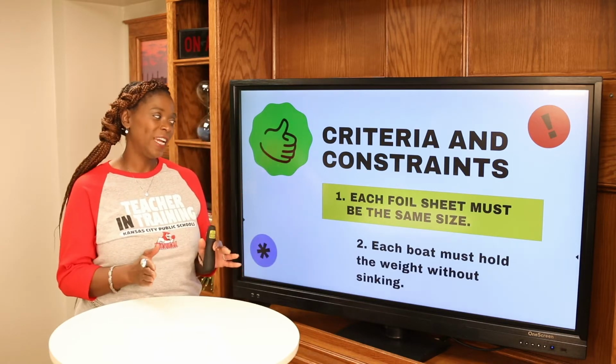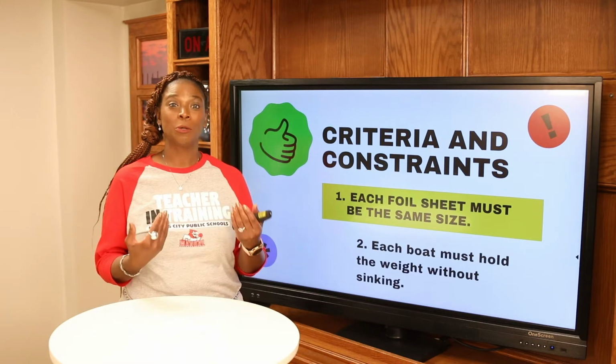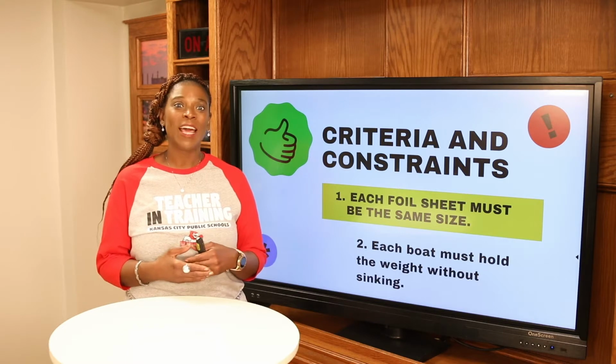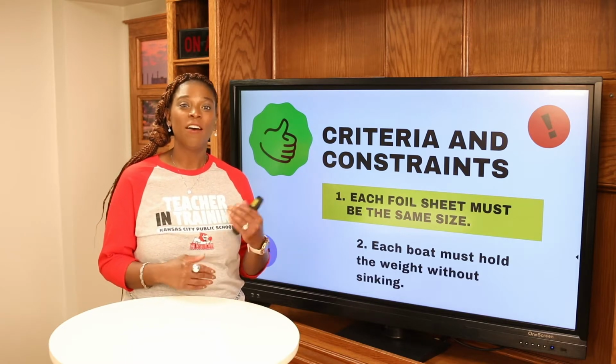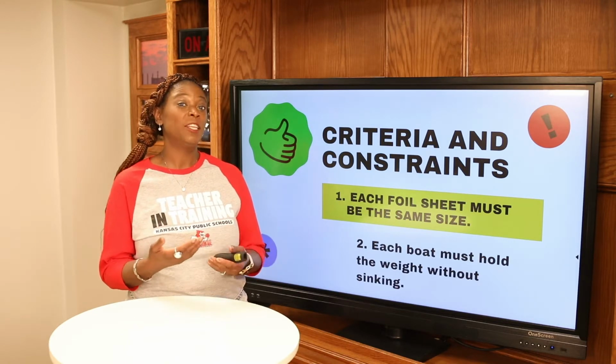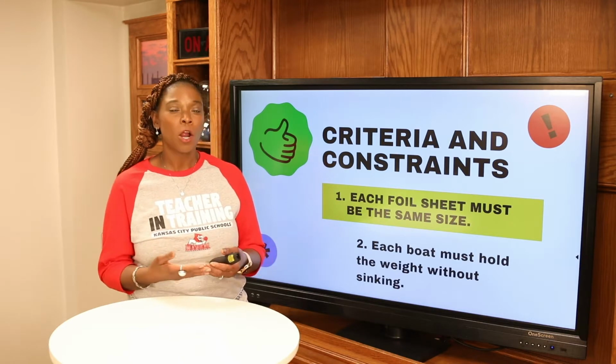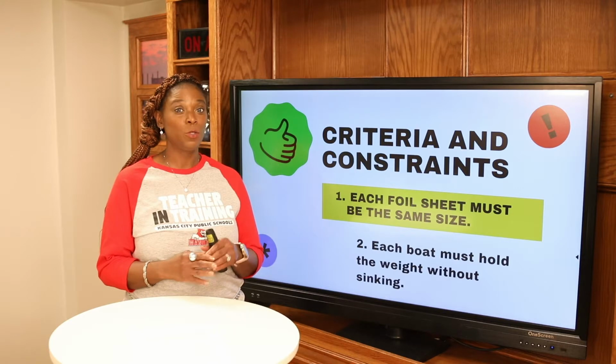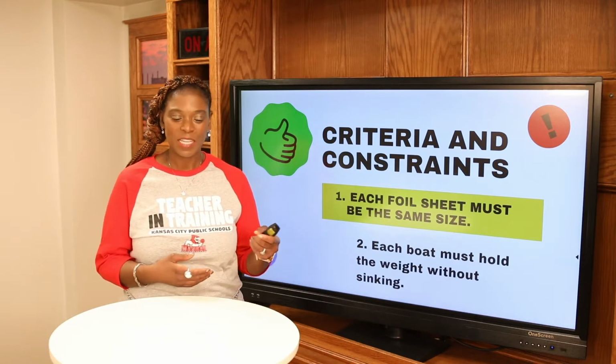Next, the constraints. When you build your boat out of your aluminum foil, you need to know that it must hold the weight of the things that you choose. Say it's your 15 pennies or your marbles. Make sure that your boat that you construct will hold the weight of those without sinking.